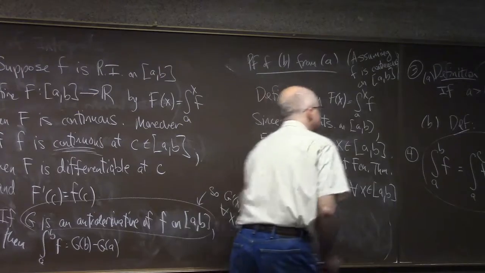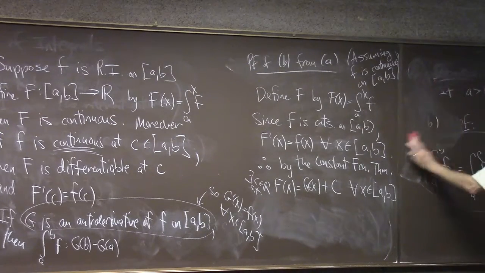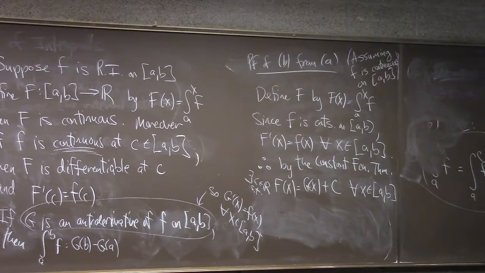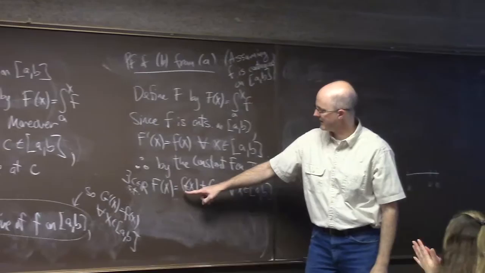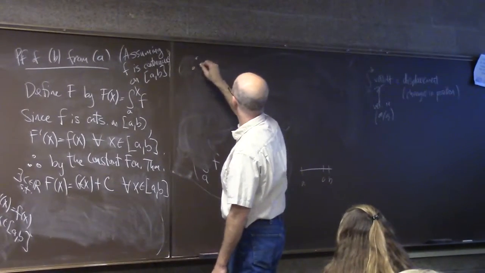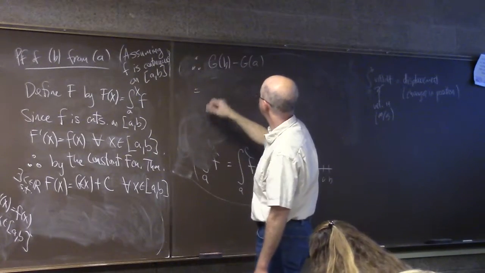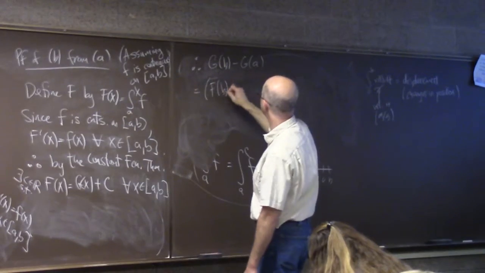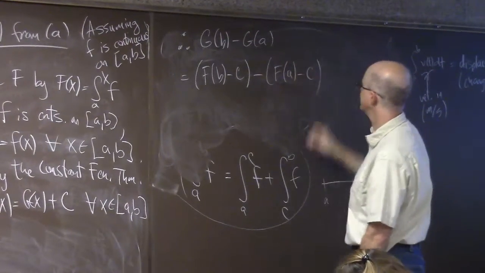This means capital G of B minus capital G of A can be related to capital F of B and capital F of A. Maybe I should have written this around with capital G there and capital F there. That would have been okay. I'll leave it like this though. Therefore, capital G of B minus capital G of A equals capital F of B minus c minus capital F of A minus c.